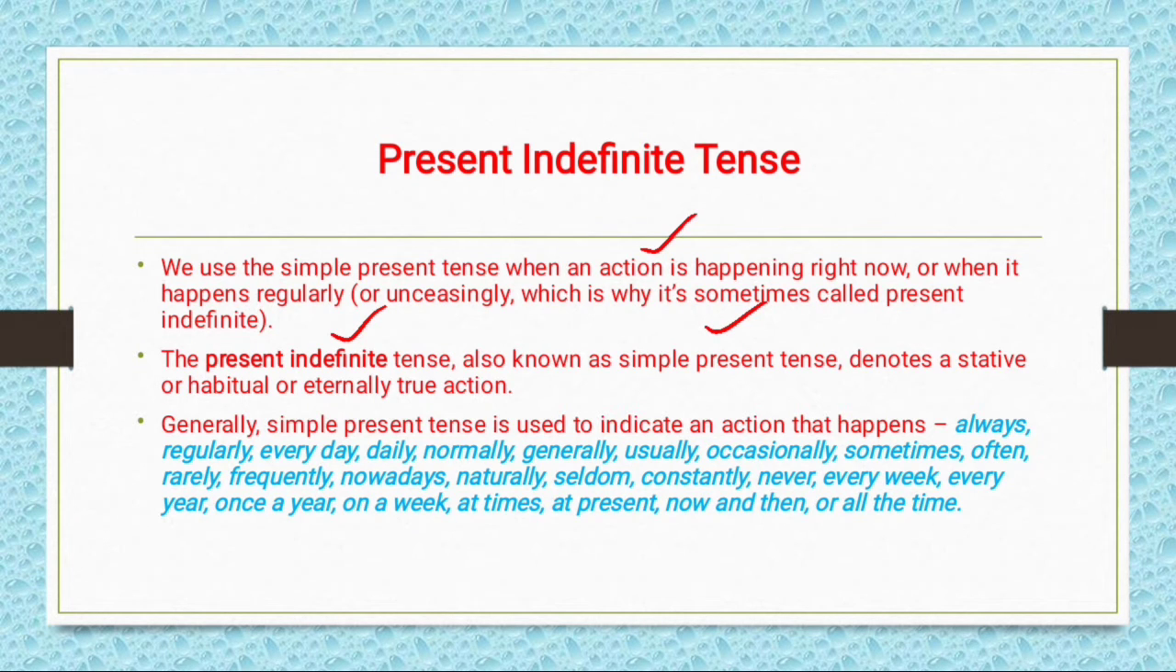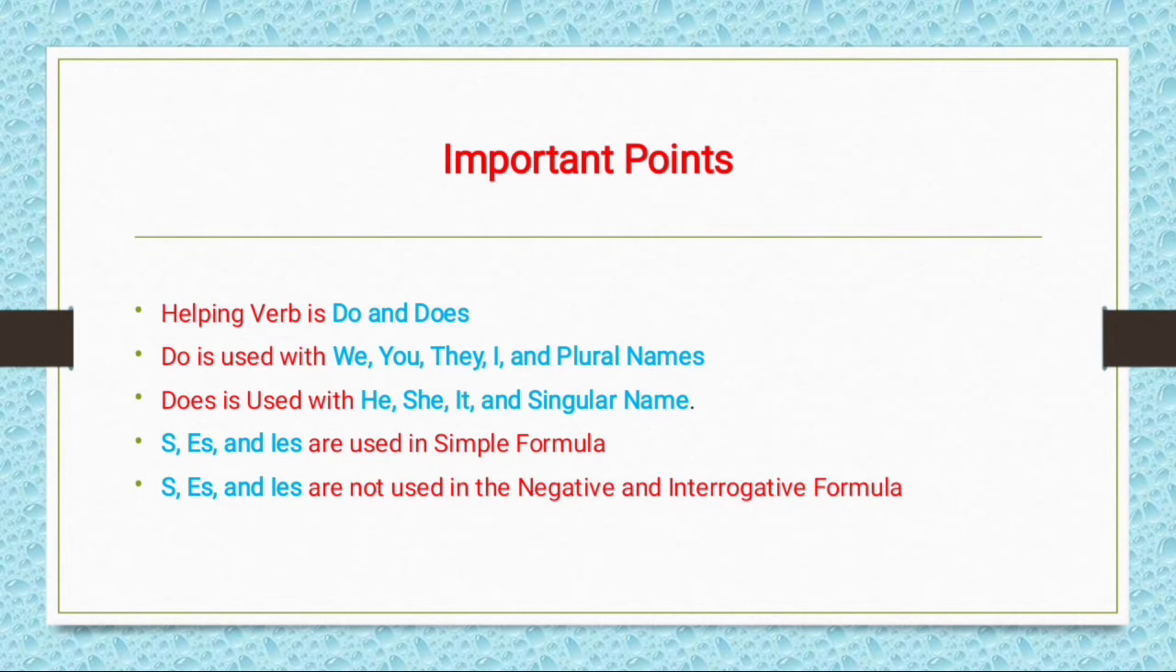Generally, a simple present tense is used to indicate an action that happens. So these words are important, like always, regularly, every day, daily, normally, generally, usually, occasionally, sometimes, often, rarely, frequently, nowadays, naturally, seldom, constantly, never, every week, every year, once a year, once a week, at times, at present, now and then, or all the time. Important points. These points are important.